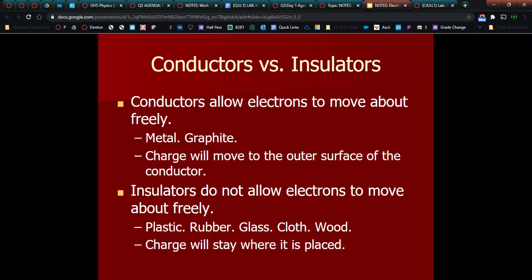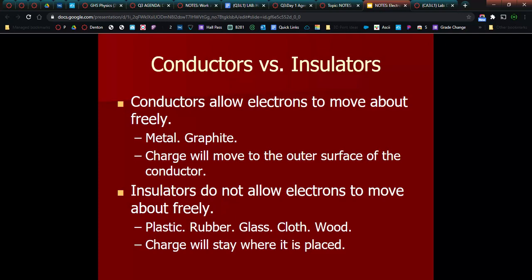That will happen for every conductor. So if you get a problem that says you have a conductor that, you need to know that it said conductor for a reason. Or if it says it's metal, you know that's a conductor. The charge is going to evenly distribute itself on the surface. If you have an insulator, the charge is not going to evenly distribute itself. It's going to stay exactly where it's put.